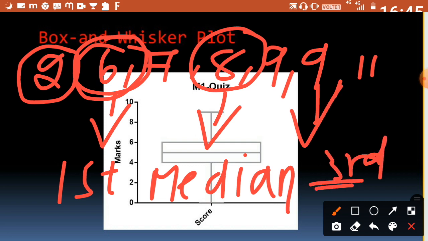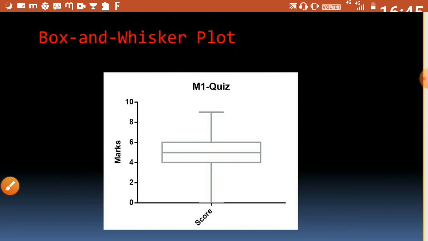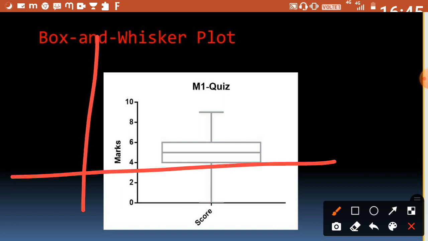Got it? So this is your minimum value, and this is your maximum value. Now we have to plot the graph. Let's see how to plot the graph. I hope you have written down all the minimum, maximum, and every value that I explained with the pen, right? So now I will show you how to actually plot. First of all, you have to draw the 2 axes.